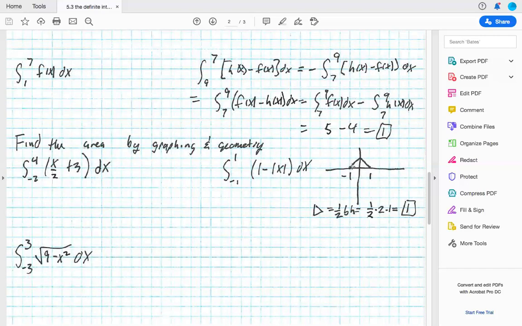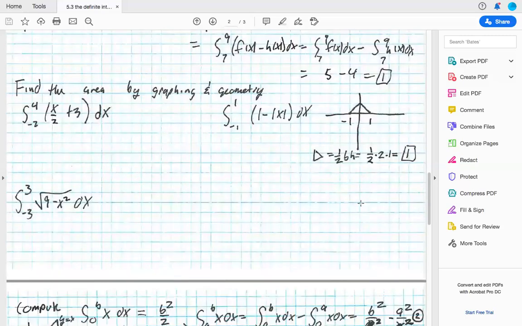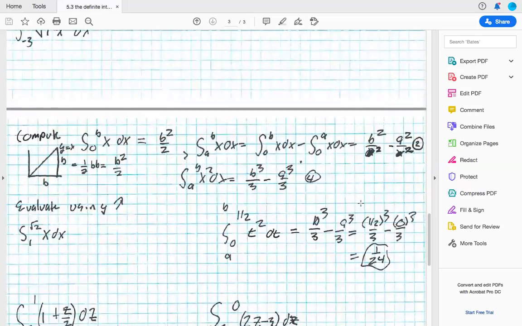Well, this has a width of 2, a height of 1. 1/2 base times height is the area of a triangle. 1/2 times 2 times 1, that gives us 1. That is the area underneath there.